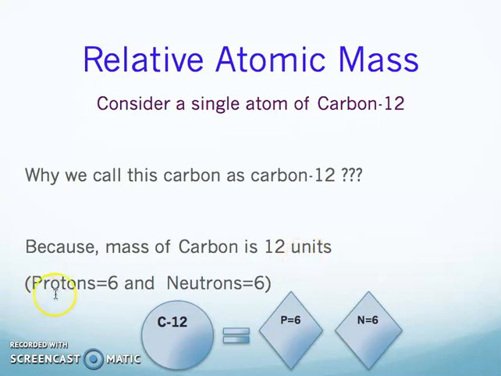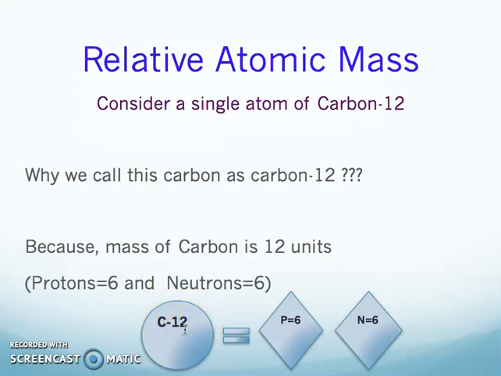How? Protons are equal to 6 and neutrons are equal to 6. So the atomic mass of carbon is equal to 12 units. You can say C12, carbon 12, means 12 is the number that comes from its atomic mass. So a carbon that exists on Earth with atomic mass equal to 12 is called carbon 12.